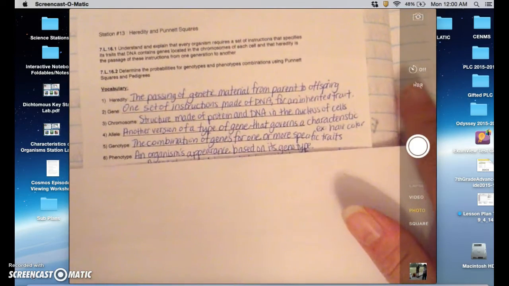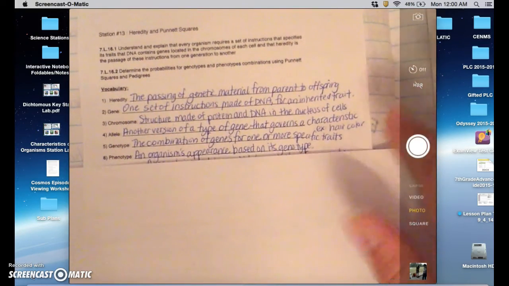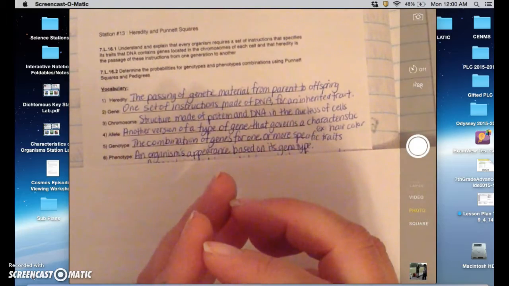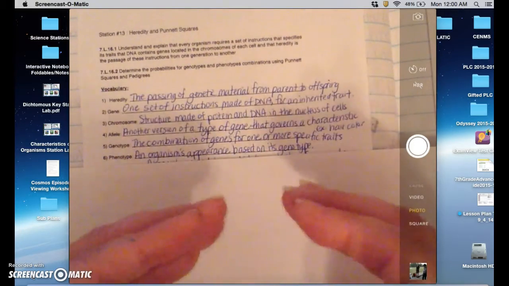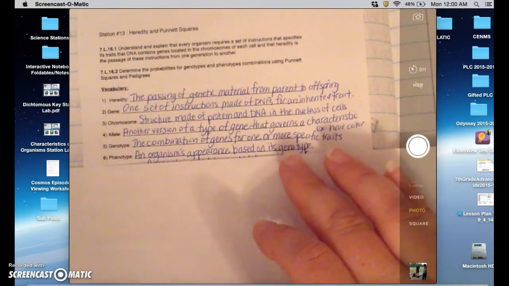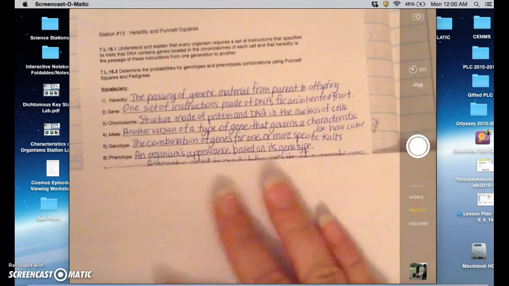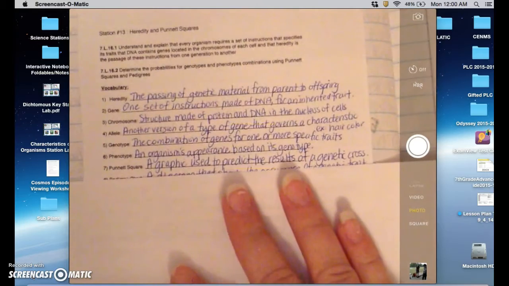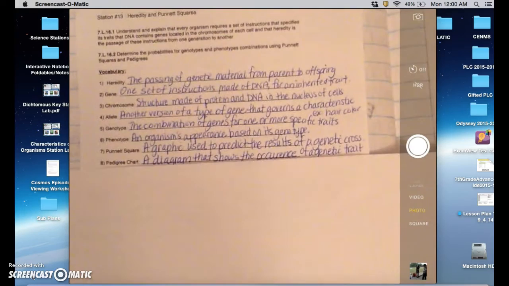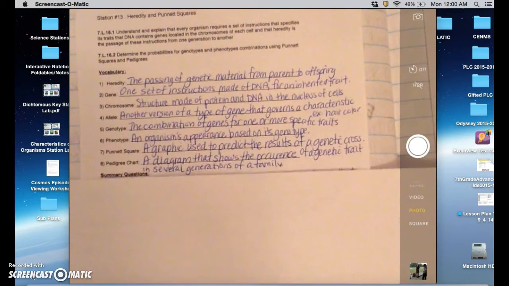Phenotype is an organism's appearance based on its genotype. So whatever genotype you inherited, one gene from your mom, one gene from your dad, the combination of that is shown in the phenotype. So whatever genotype you have, the phenotype is the physical appearance of that gene, or the expression of that gene on the outside. A Punnett square is a graphic used to predict the results of a genetic cross. A pedigree chart is a diagram that shows the occurrence of a genetic trait in several generations of a family.